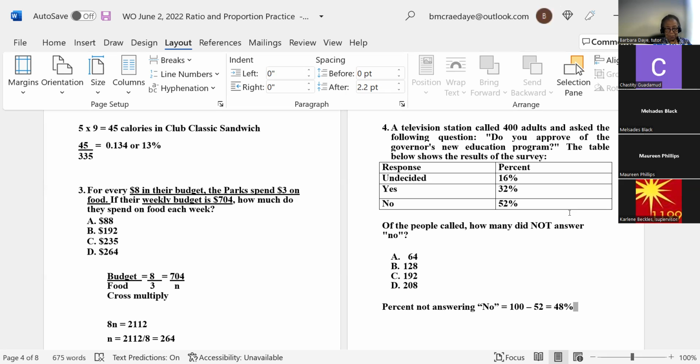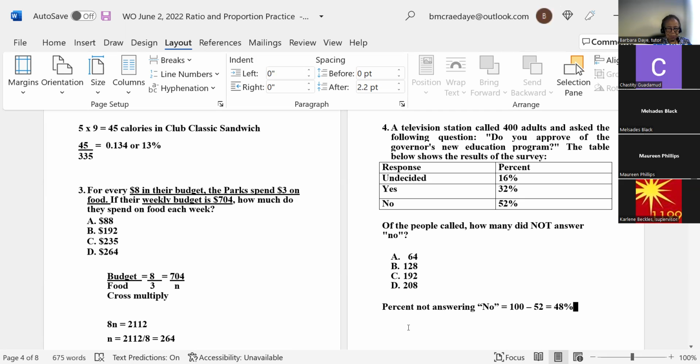Got it? 52% answered no. The difference between 52 and 100 is 48, or if you add the 16 and 32, the undecided and the yes did not answer no. Now, how would you find the number of people that did not answer no? You've got the percent. How would you find the number, Maureen?